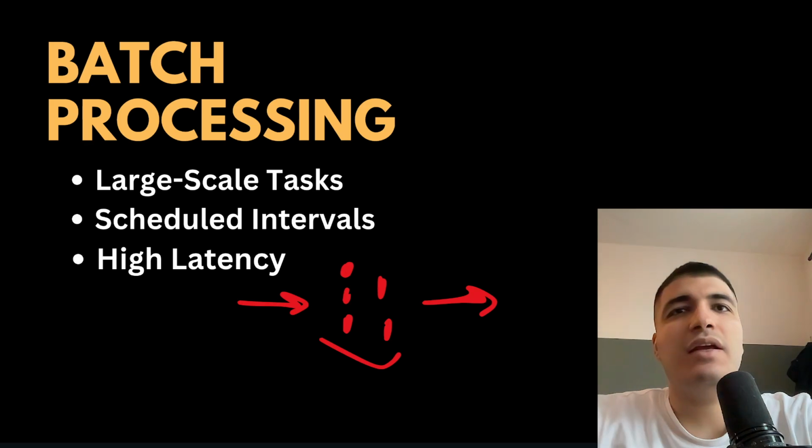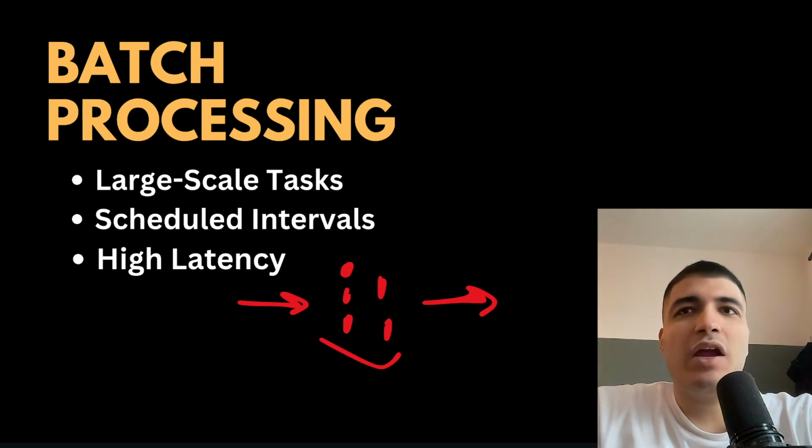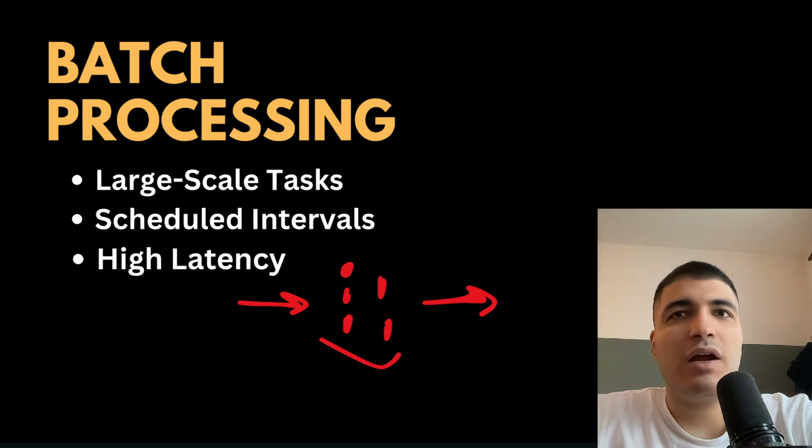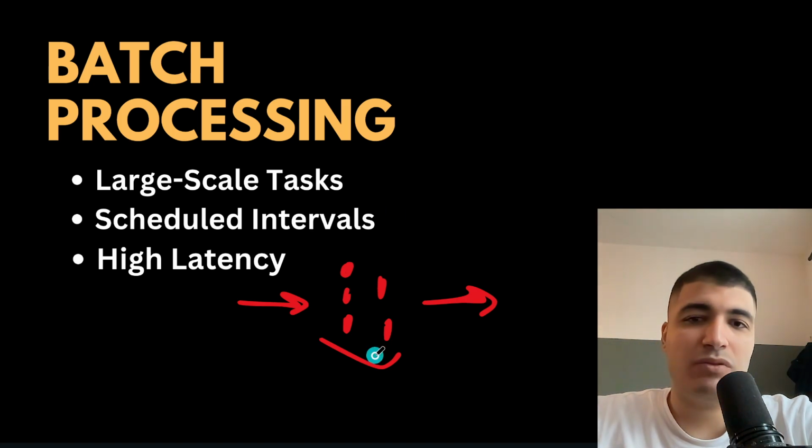It's great in ETL jobs, short for extract, transform, load. For data warehousing, it's great for data aggregation, for monthly sales reports, for example. It's great for periodic backups or archiving. Batch processing is efficient for complex, resource-intensive tasks, but it doesn't deliver real-time outcomes.